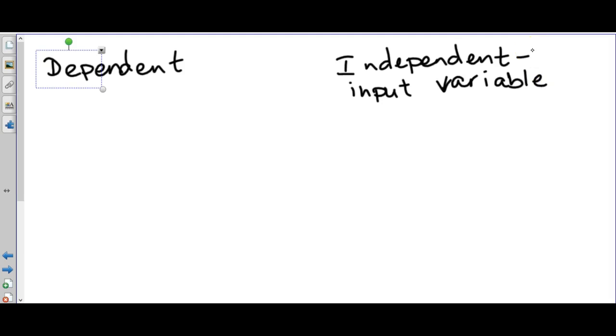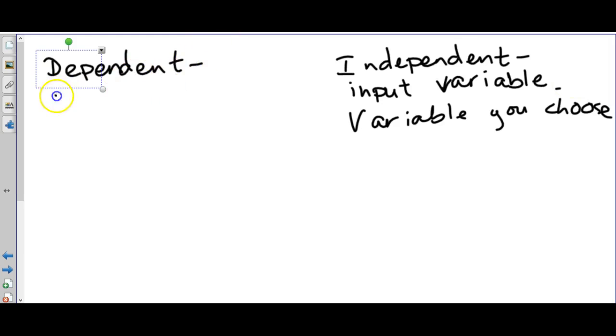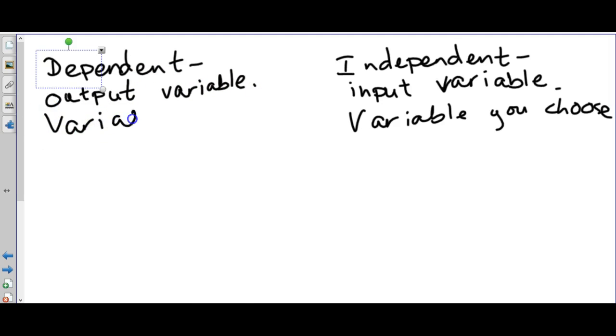We can choose how many people are going to the movie. Our dependent variable is our output variable, and it's the variable we find. We found that we needed 151 toothpicks to build 30 houses. We found we need $700 to take 70 people to the movie.